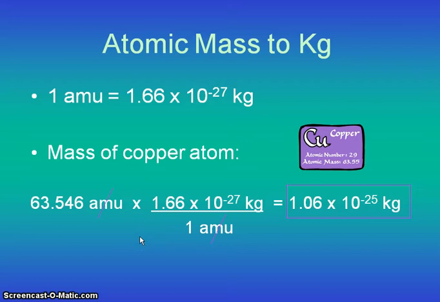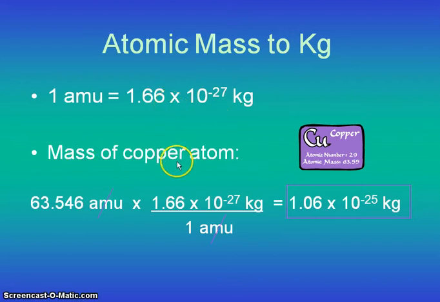This here is just a little proof that you might want to use. It shows you why we use AMUs or grams per mole instead of kilograms or grams when dealing with atomic masses. The conversion factor up here, 1 AMU is equal to 1.66 times 10 to the negative 27th kilograms. That's a really, really tiny value.